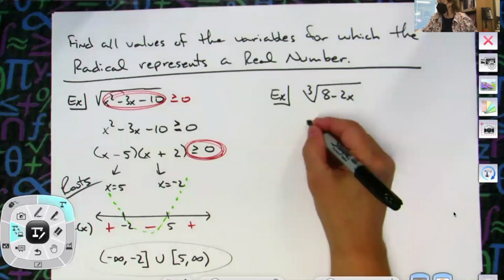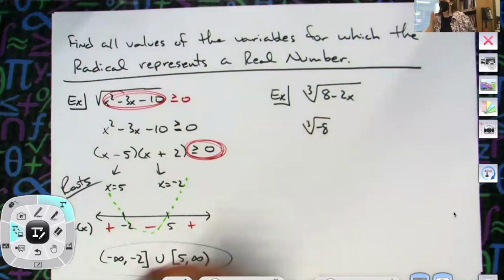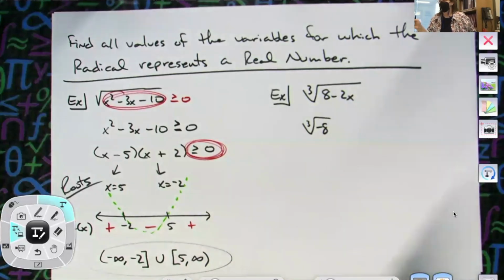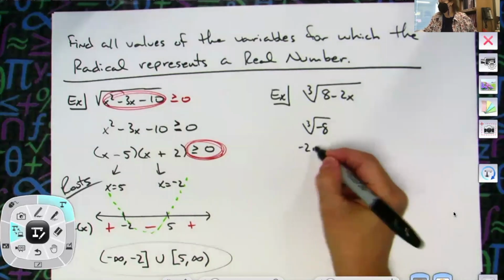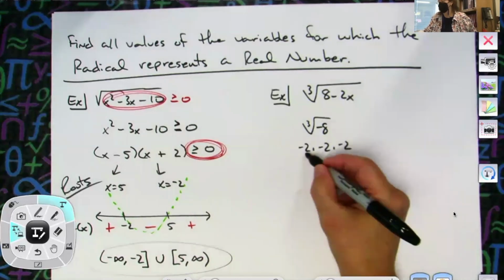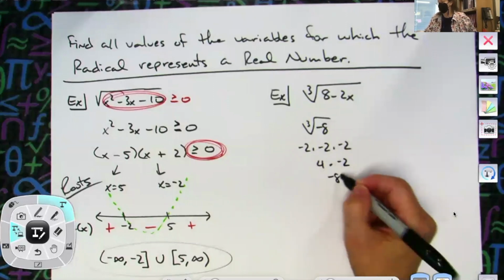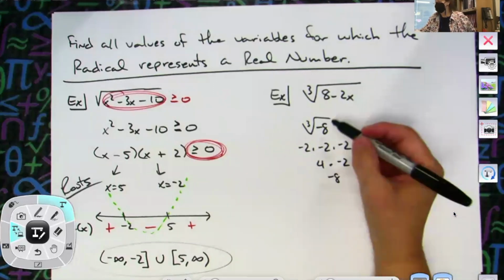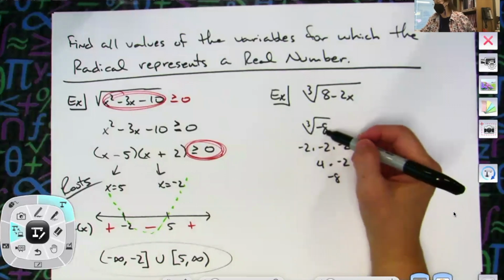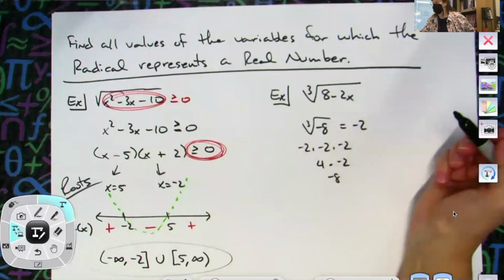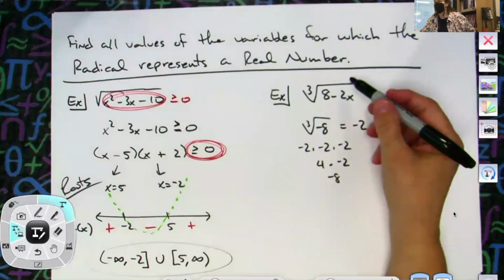What's the cube root of negative 8? So what times what times what? Negative 2 times negative 2 times negative 2. Negative 2 times negative 2 is 4, times negative 2 is a negative 8. So if I take the cube root of a negative number, I get a negative number. But is it real? Yes.